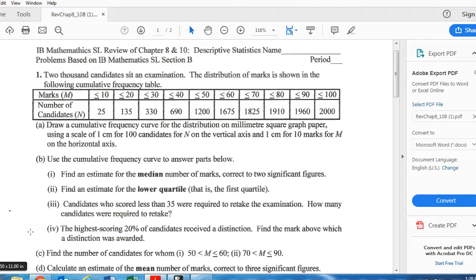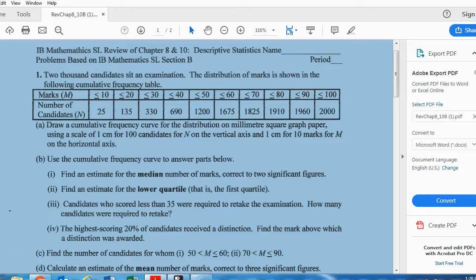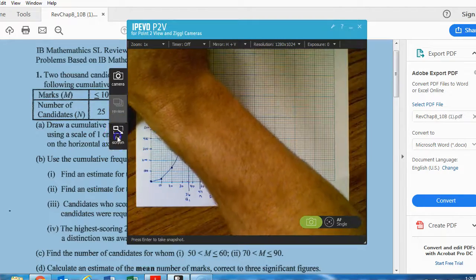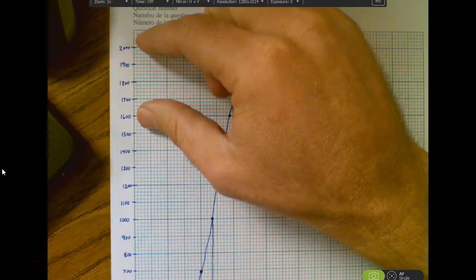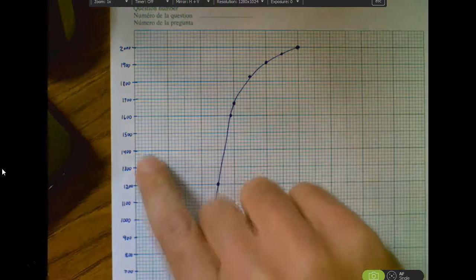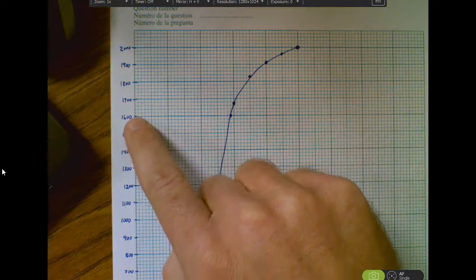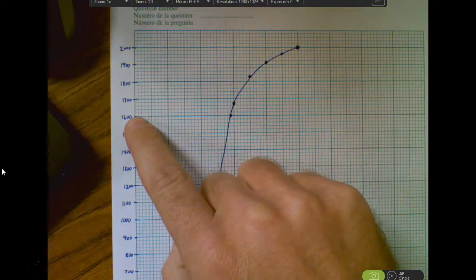Now they're talking about the top 20% of candidates receive some kind of an award. So find what mark they would need to get in order to make it into the top 20%. And so if we look at the graph, the top 20%, if I took 20% of 2,000, I get 400. So this is referring to the top 400 students. So I would need to be right here in order to make it into the top 20%.